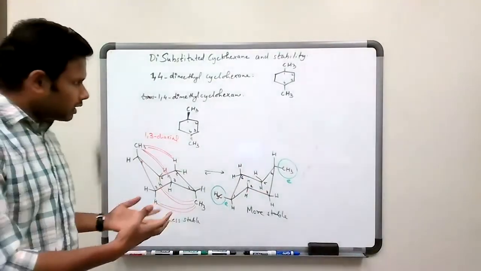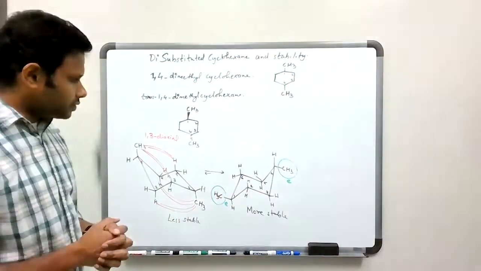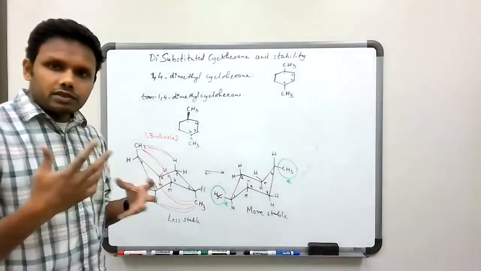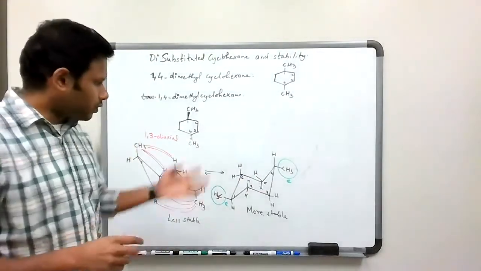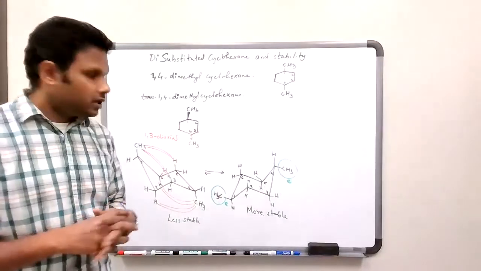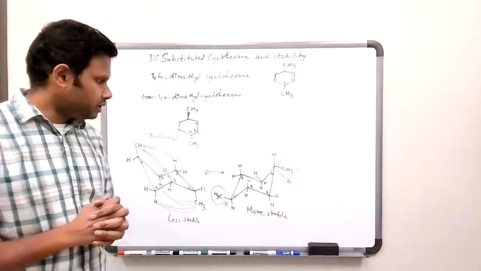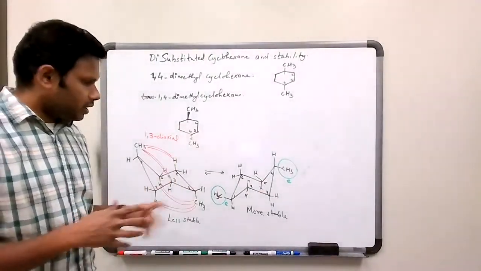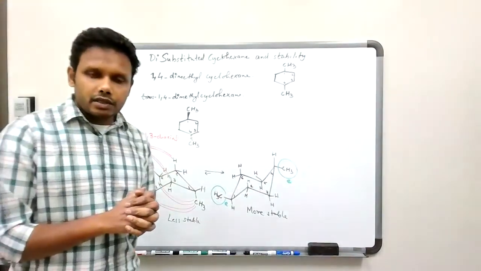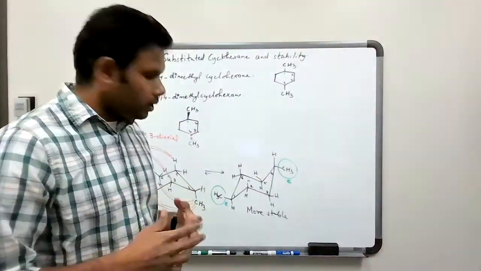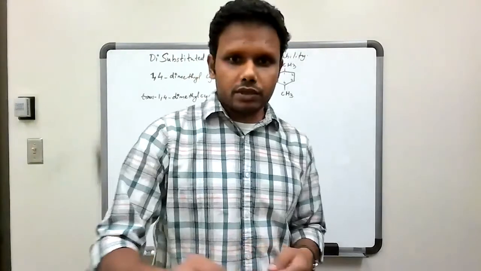Now, you can apply this to other examples as well. So please practice different positions, and also try to draw these cyclohexanes in different conformations, and then try to analyze their stability. We will follow up with some solved examples.